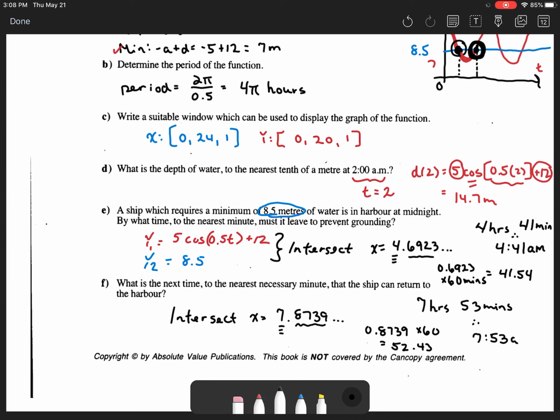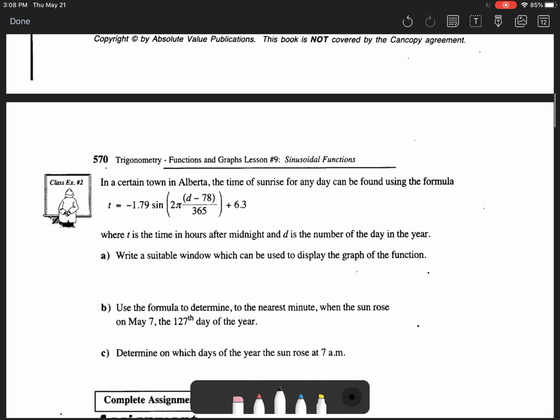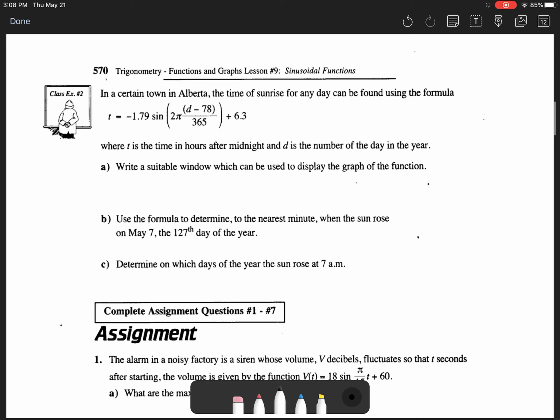So therefore, that time is 7:53 a.m. Okay, so in E I had to round down, and in F I had to round up. Not based on our standard rounding rules, but in this case, in terms of logic. What makes sense? At what times do I have enough water? At what times do I not have enough water? Okay. Next page, and second question, this is it for today.